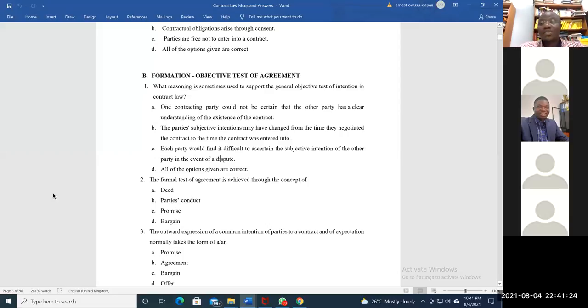The question is asking us to tell what the rationale for the objective test of agreement is. What is the justification for it? Why does the law prefer the objective test to the subjective test? That is the import of the question. And we have given you a number of options for you to pick from. So let me look at some of the responses that you have.